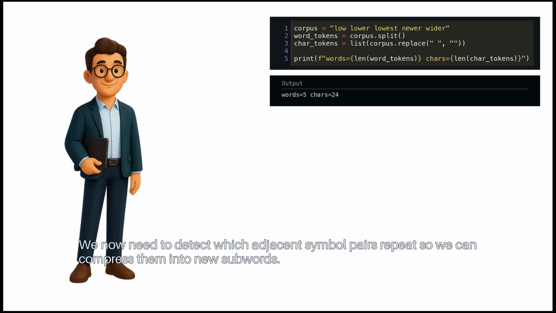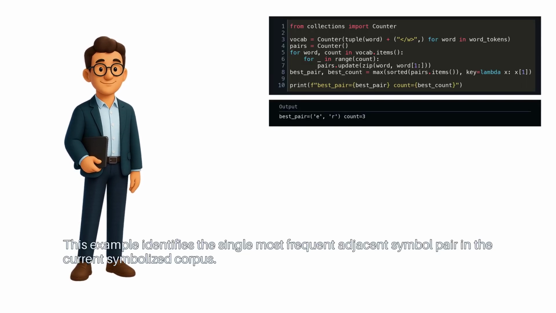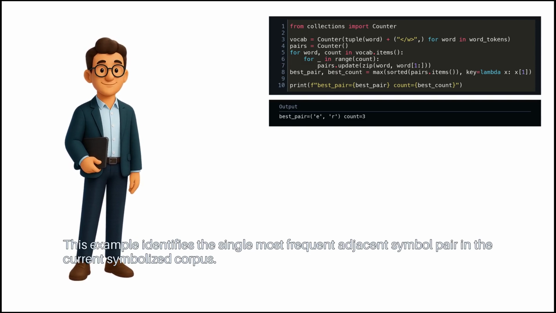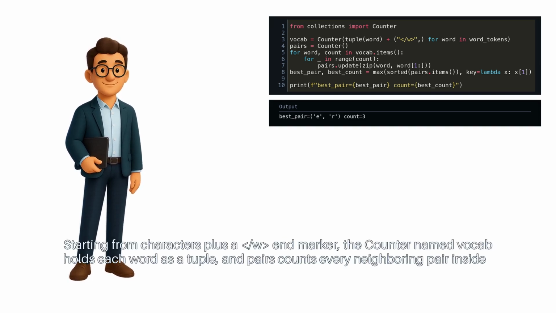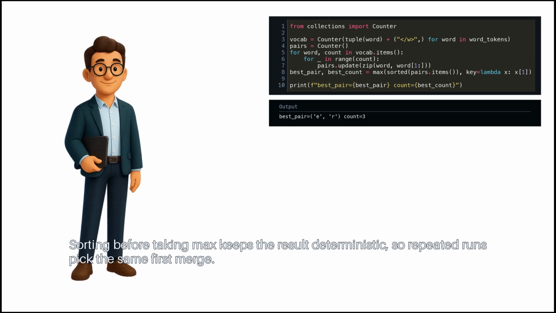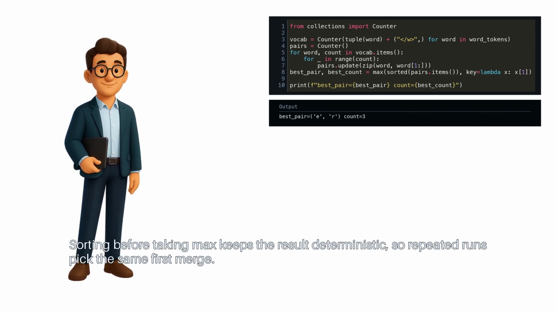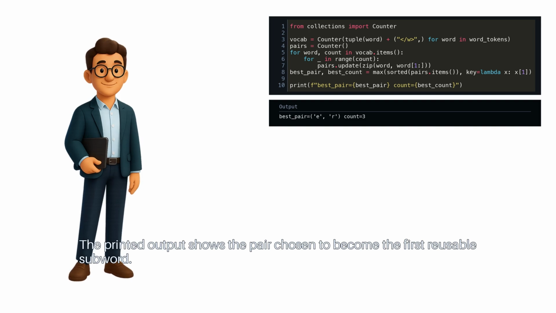We now need to detect which adjacent symbol pairs repeat so we can compress them into new subwords. This example identifies the single most frequent adjacent symbol pair in the current symbolized corpus. Starting from characters plus a W end marker, the counter named vocab holds each word as a tuple, and pairs counts every neighboring pair inside those tuples. Sorting before taking max keeps the result deterministic, so repeated runs pick the same first merge. The printed output shows the pair chosen to become the first reusable subword.